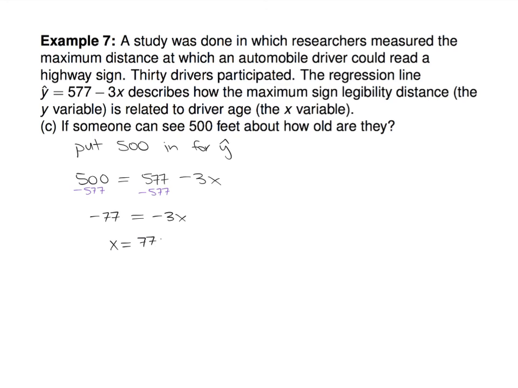And that's not super helpful, so let's get a decimal. This is approximately equal to 25.6 repeating, or we'll say, well, it's actually exactly equal to 25.6 repeating, so let's fix that. X is approximately equal to 25.7 years. So if someone can see 500 feet, you'd expect them to be approximately 25.7 years old.